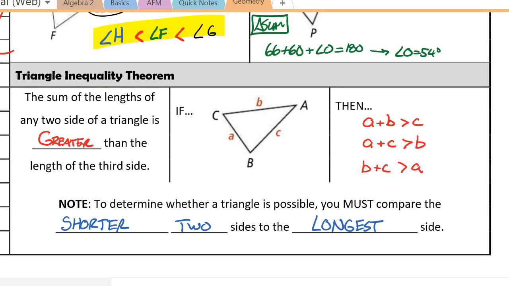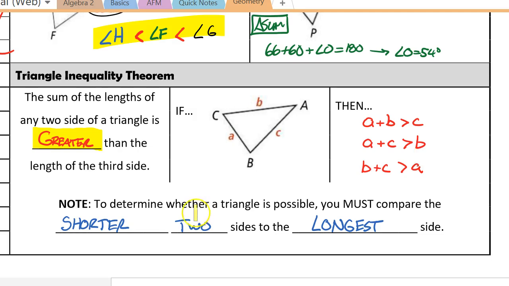It states that the sum of the lengths of any 2 sides of a triangle is going to be greater than the length of the third side. So what that means is, regardless of which side I start with, if I take 2 sides of the triangle, the sum must always be greater than the leftover side. So in this case, if I took A plus B, it must be greater than side length C. If I took A and C and added them together, it must be greater than side length B. And lastly, if I took B and C, it must be greater than side length A.